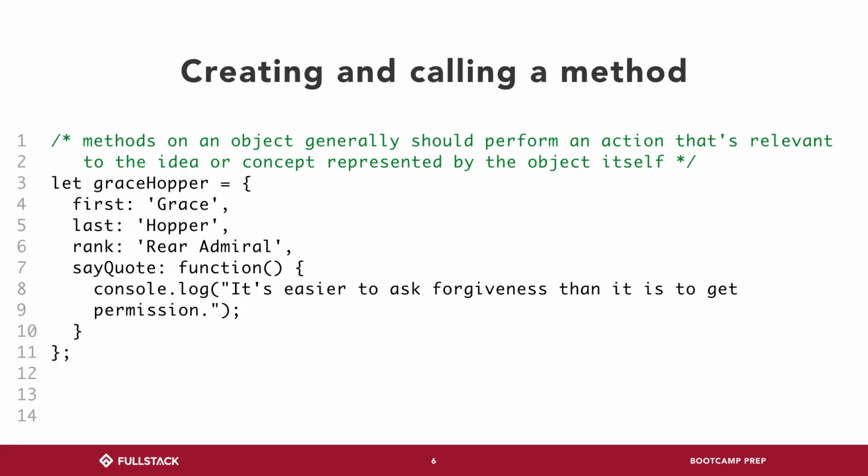So generally speaking, when we create methods, they should perform an action that's relevant to the idea or concept that's represented by the object itself. This is just a best practices thing, but it's worth saying because we don't just want you to write code that works. We want you to write good, sensible code that will make people enjoy working with you. So if we were going to write a method on Grace Hopper that has the title say quote, presumably it's going to be a quote that Grace Hopper says. Not much to explore here, but it is worth at least bringing up.